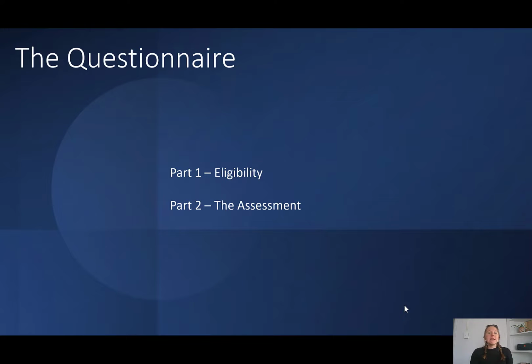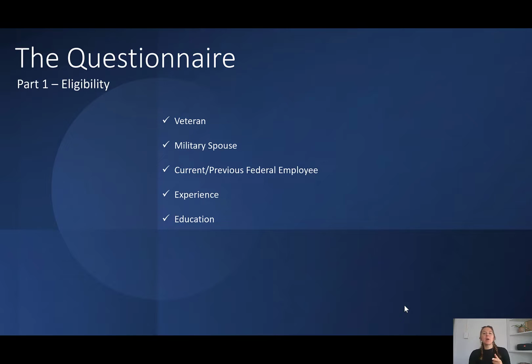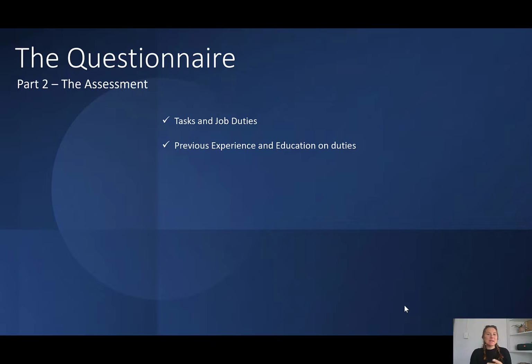And so part 1 is going to be your eligibility, and part 2 is the assessment. So part 1, eligibility, includes if you're a veteran, military spouse, current or previous federal employee, education, and experience. And part 2 of the assessment is going to ask you about your previous education and experience with different tasks and job duties. This is to help them rank you on which GS scale you are going to be on. If there is a range of, say, like GS5 to GS7, or they hire from GS3 to GS5, they want to place you in the appropriate GS level.